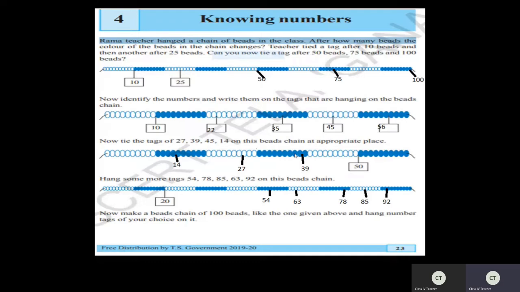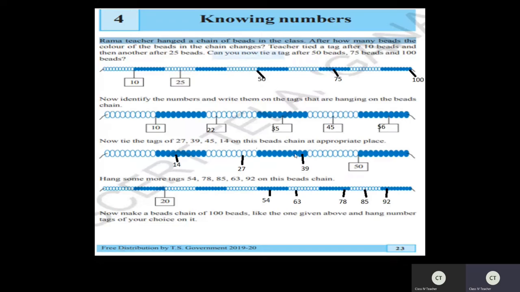So the last tag is 50. Okay, 39 of 40 is completed, 40, and the white beads are 10. 40 plus 10 is 50. This representation is also done. Now make this hang.